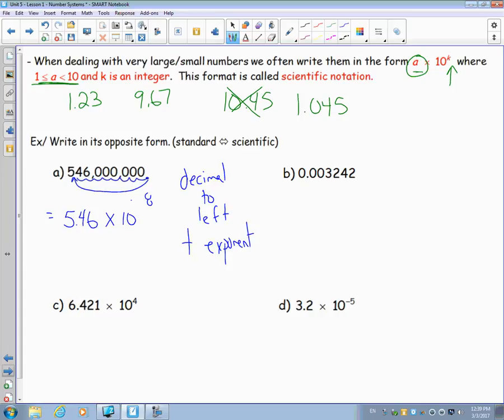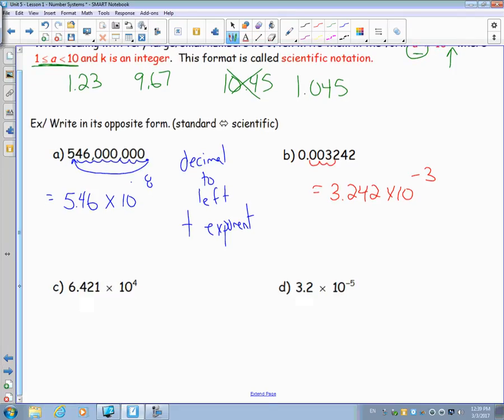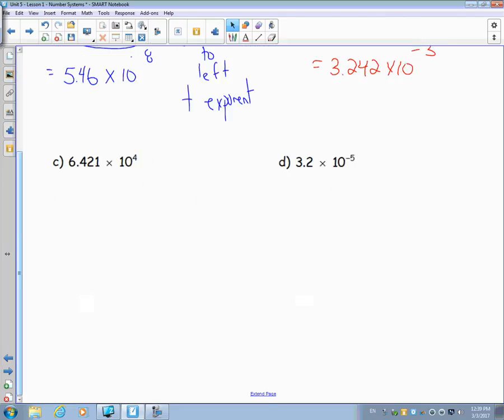Now look at the next one. Move my decimal 1, 2, 3 spots. 3.242 times 10 to the negative 3. If I have things in scientific notation, I want to move them back to their standard form. I've got to move my decimal 4 spots. It was a positive, which means it has to move to the right. So 1, 2, 3, 4. Now notice there's an empty gap there, so I've got to put a 0 in. So I end up with 64,210.